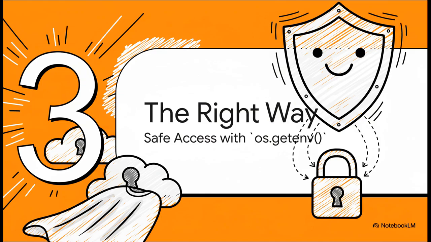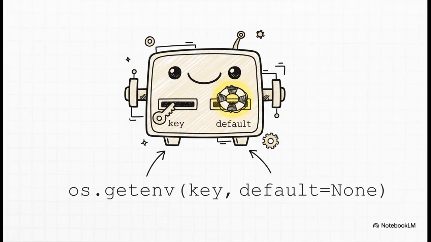Thankfully, the OS module has our back. It gives us a much safer alternative. So let's meet the real hero of our story, the os.getenv function. Honestly, this is the one you should be using pretty much all the time. The syntax is really simple.